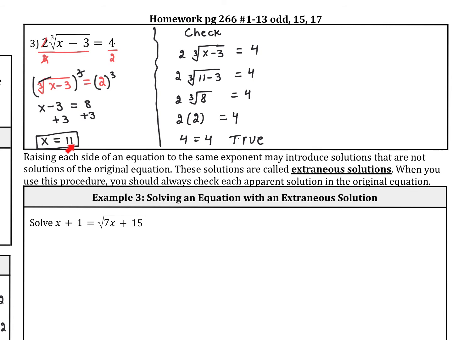Now you're going to use this x equals 11 and plug it in here to check the solution. So you're going to get here 2 times cube root of 11 minus 3, and 2 times cube root of 8. Cube root of 8 is 2, so 2 times 2 is 4. 4 equals 4 is true. So your checking part is complete and your solution is x equals 11.